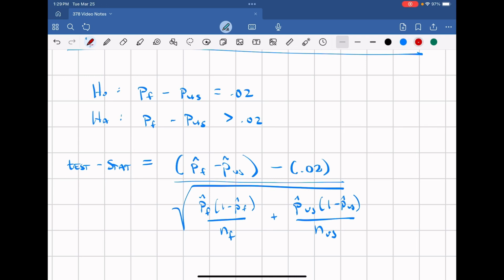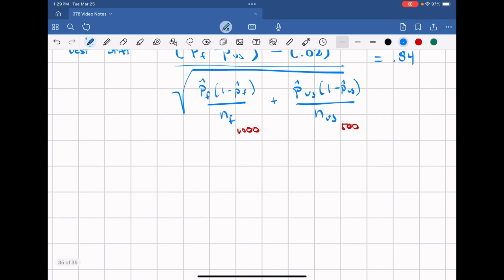So P hat of France we had was 0.109. P hat for the US is 0.076. NF is 1,000 for France and 500 for the US. So we keep plugging all those numbers in, and what we get is 0.84.